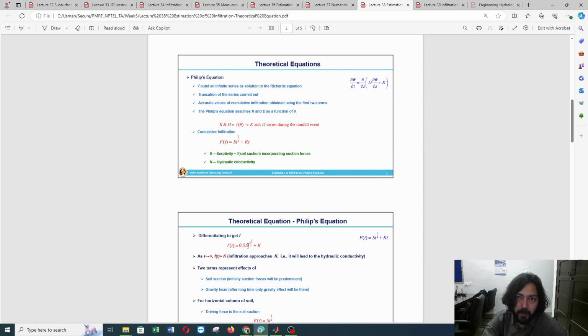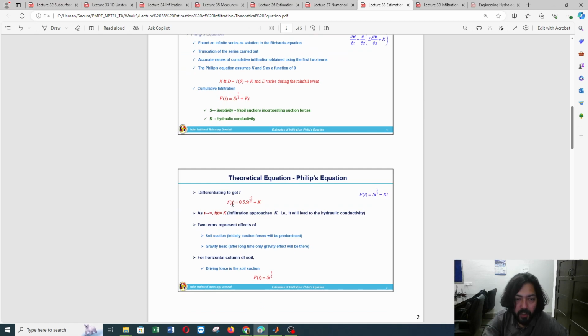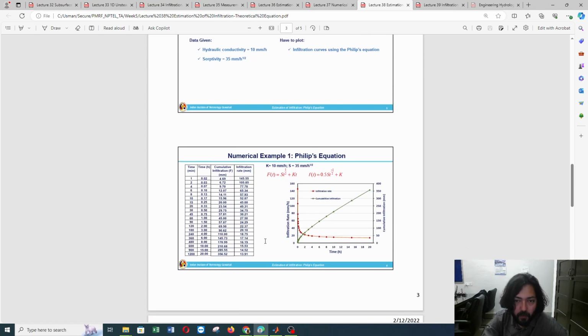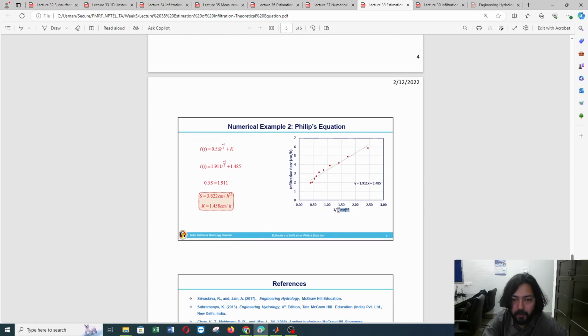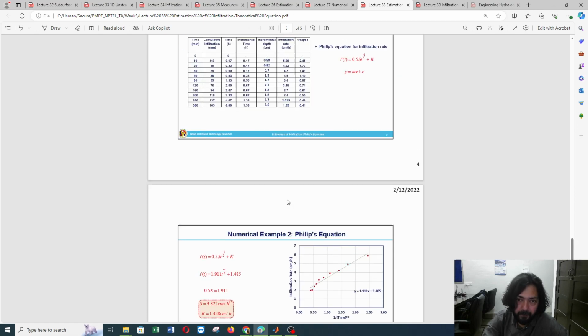But the one thing we need to remember is that whenever we are plotting the Phillips equation, we need to plot infiltration rate with respect to t to the power of minus half. If you look into the example also, here we are plotting it with respect to time to the power of minus half, in order to get the parameters S and K.